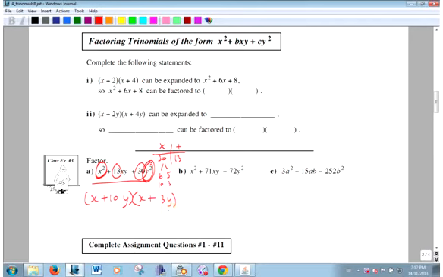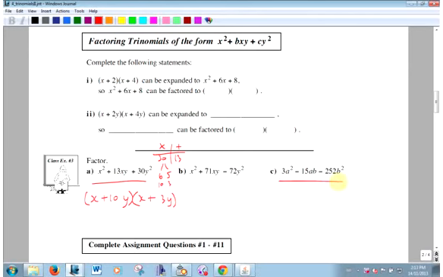Check it. Okay, x times x is x squared. Outside, 3y times x is 3xy. Inside, 10y times x is 10xy. What's 3xy and 10xy? Is that 13xy? You bet. What's 10y times 3y? 30y squared. Okay.